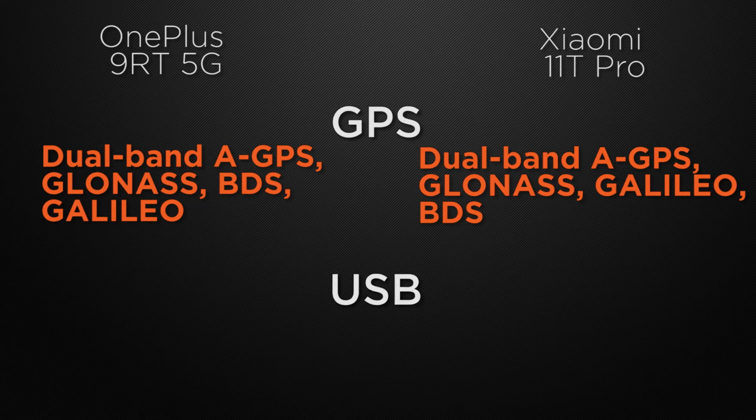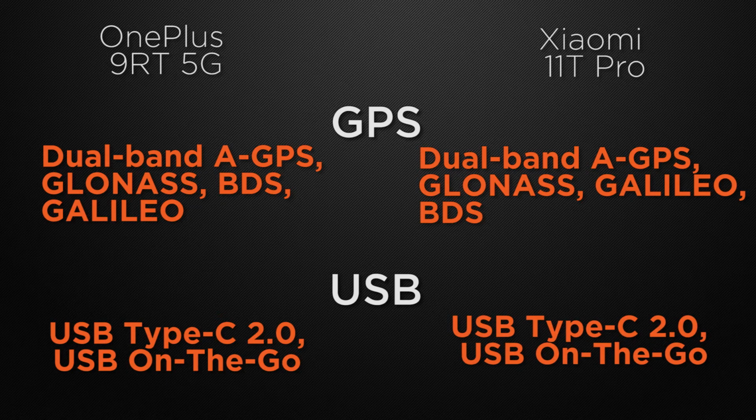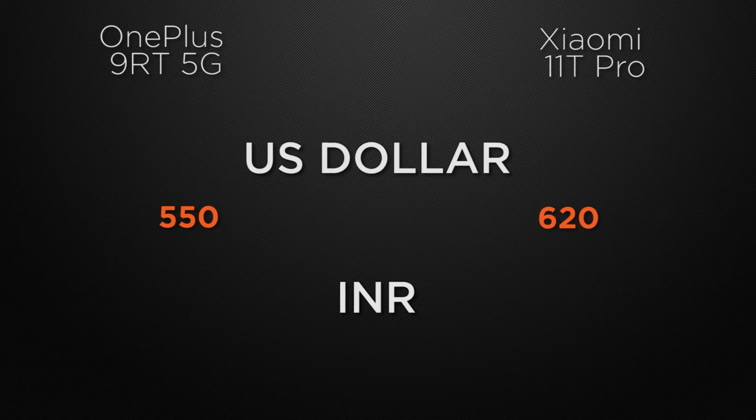And about the USB connectivity, 9RT comes with a 2nd gen Type-C connector with OTG support, and 11T Pro has a 2nd gen Type-C connector with OTG support. So it's a tie. Moving to the price of the devices in the international market, the starting price of 9RT is around $550, whereas 11T Pro is around $620. In the Indian market, 9RT starts from 43,000 rupees, whereas 11T Pro is available from 56,000 rupees.